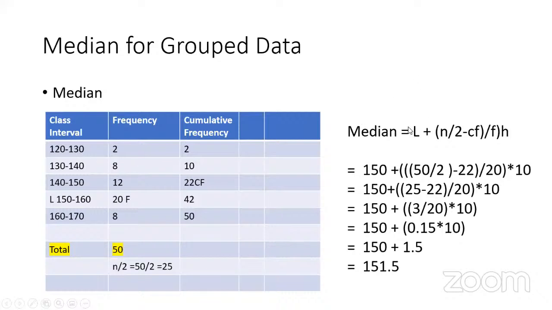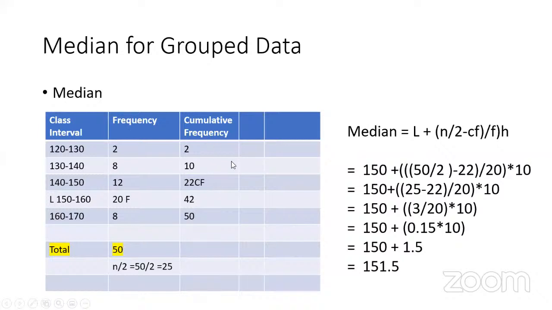Now there is something called L, the lower boundary of the selected median class. How you select the median class: after finding N by 2, where N is the sum of the frequencies, here 50 by 2 is 25. Wherever this value falls in the frequency, more or less, you pick that class as your median class. In that median class, you take the lower boundary as the L value. So here I have mentioned L. And then N by 2, 50 by 2, minus CF.